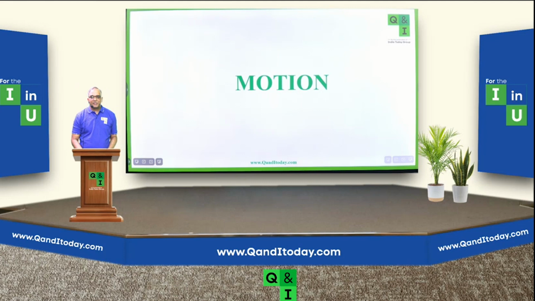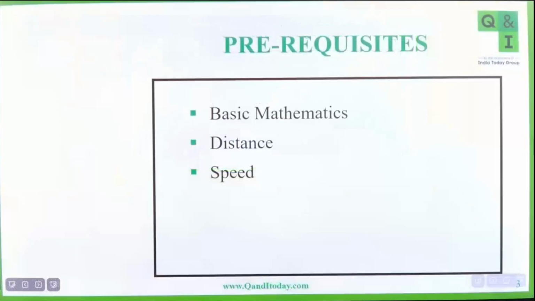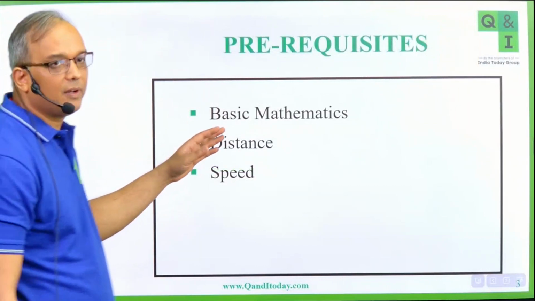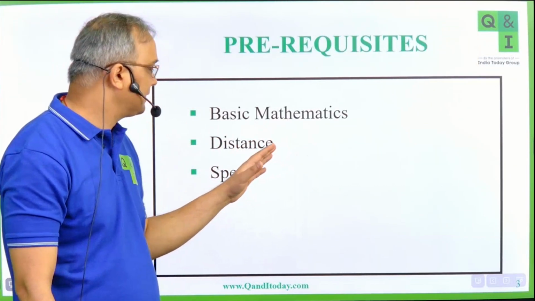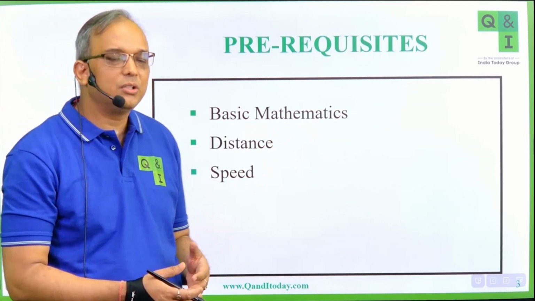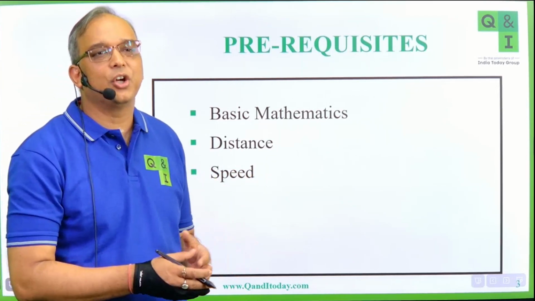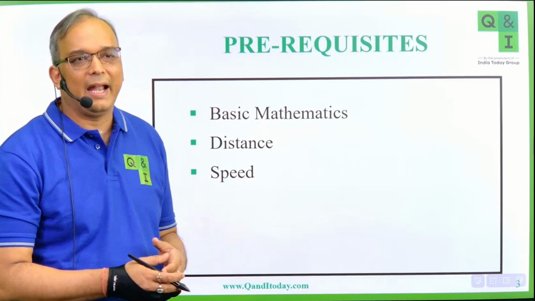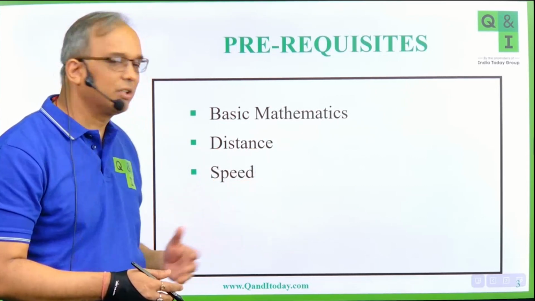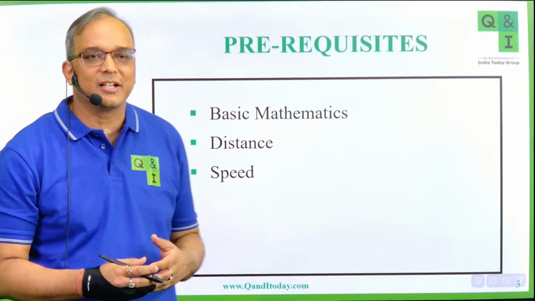So the first chapter today, which we are going to start in class 9th, is motion. Let us first understand the prerequisite of this. The prerequisite of this chapter is that you should know basic mathematics. You should know something about distance and the basics of speed. All of this you have already done in your previous grades, in grade 7 and grade 6, where you have learned about distance and speed. So you should know all of this to understand today's lecture completely.